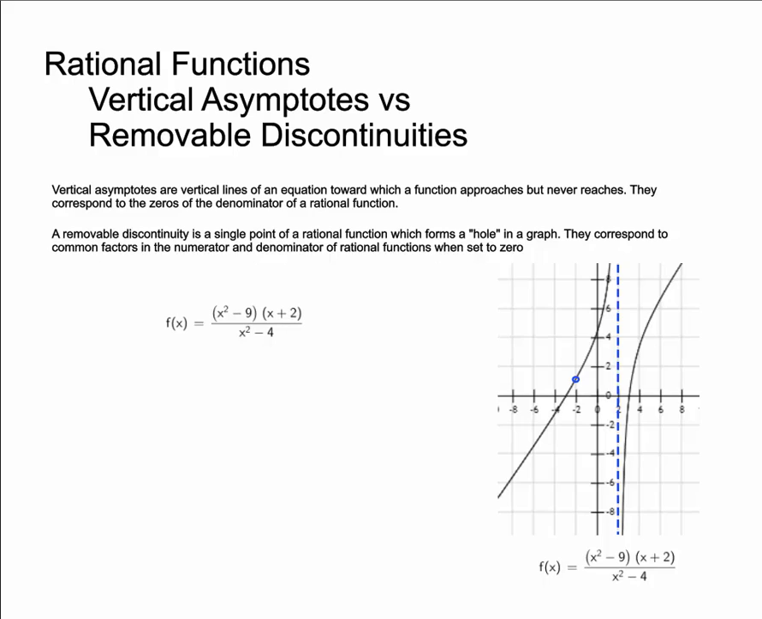Removable discontinuities, on the other hand, are single points of rational functions which form holes in the graph. They correspond to common factors in the numerator and denominator of rational functions when set to 0.